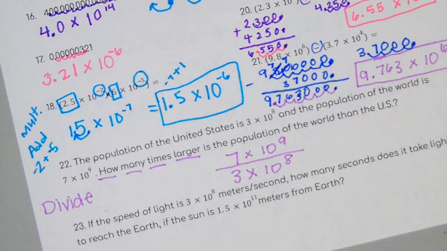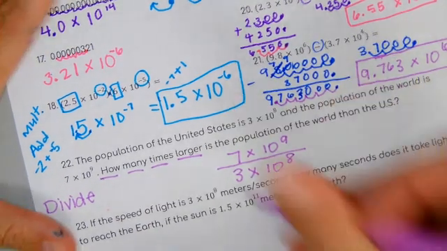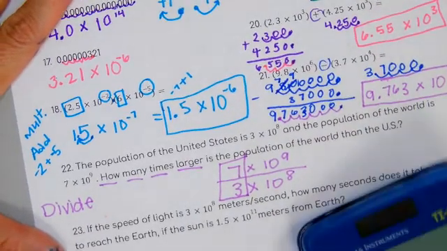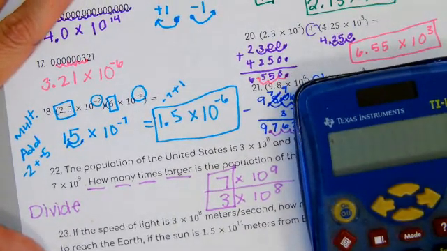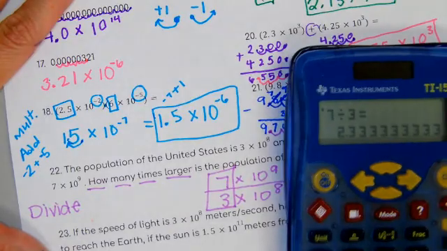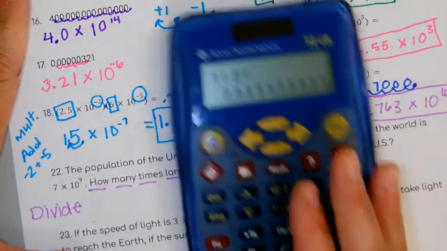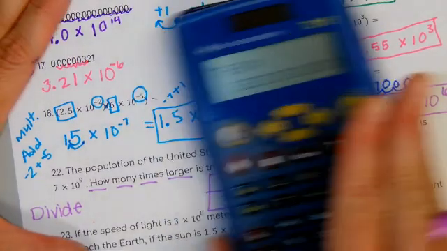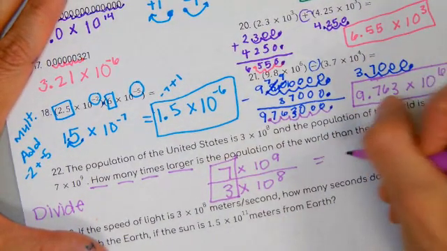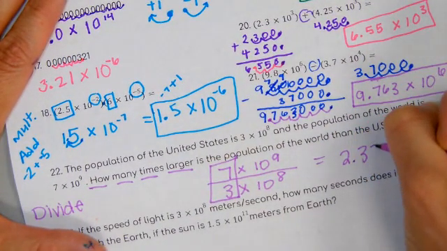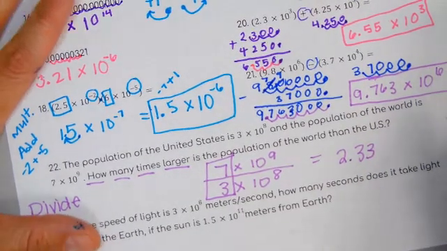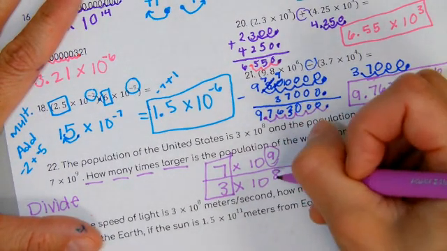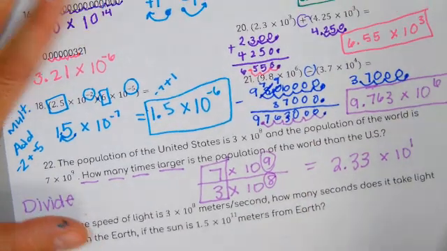Okay, and so we talked about this already. When we divide our base numbers, 7 divided by 3 equals, and you get a repeating decimal. So for our purposes right now, we're going to round our decimal, okay? So we're going to say 2.33, I know we're rounding, okay, times 10, and then we're going to subtract our exponents. 9 minus 8 is 1.